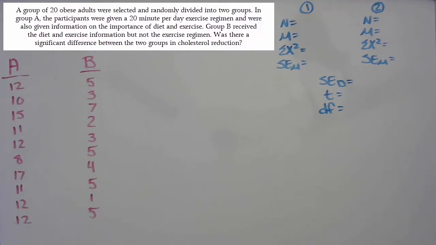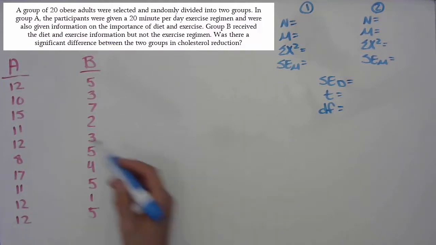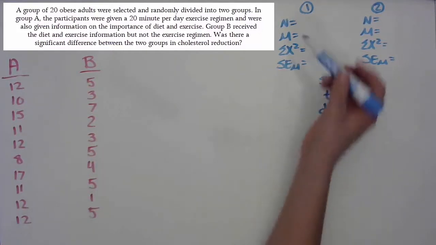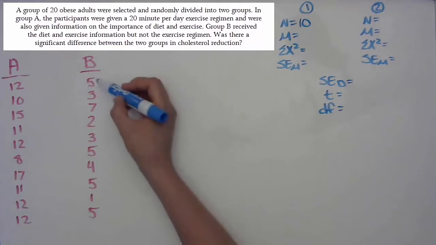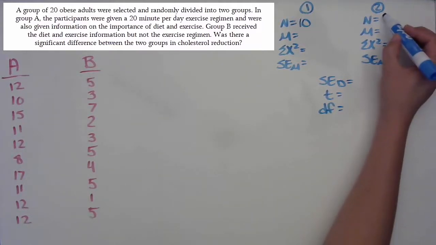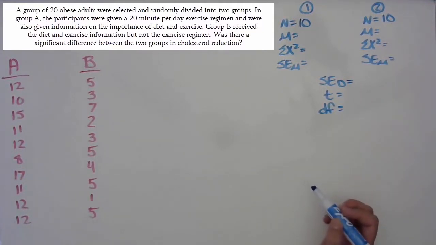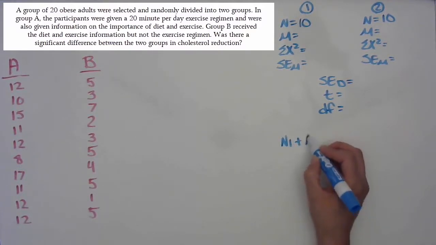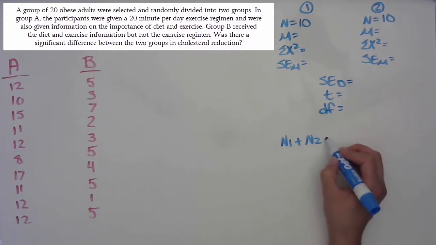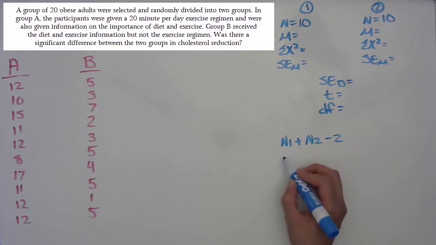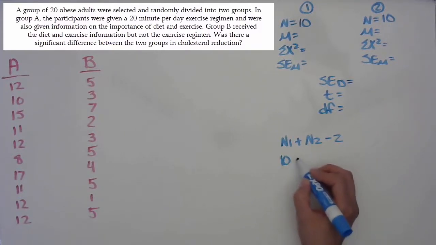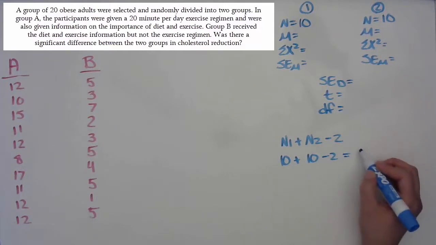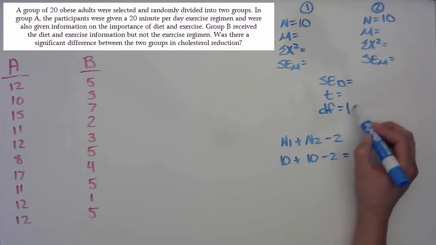Okay, so let's go ahead and fill out the easy stuff first. Let's start with our N value. So for Group 1, we've got 1, 2, 3, 4, 5, 6, 7, 8, 9, and 10 for our N value. And it looks like we've got 10 for N value for our second group. Okay, let's go ahead and do the degrees of freedom. Now, degrees of freedom is N1 plus N2, that's for Group 1 and Group 2, minus 2. So for our N value for Group 1, we have 10 plus 10 for our second, minus 2. That's going to give us a degrees of freedom of 18.